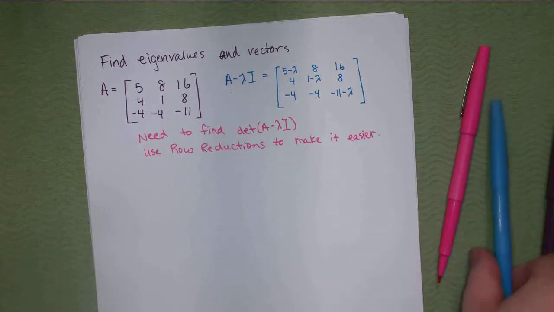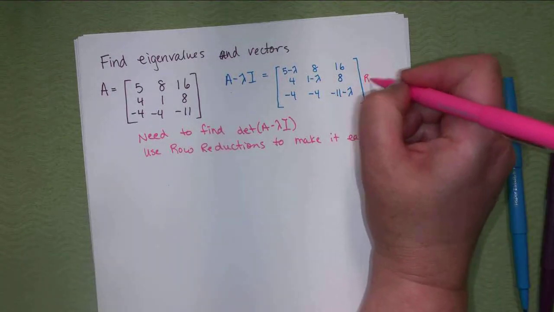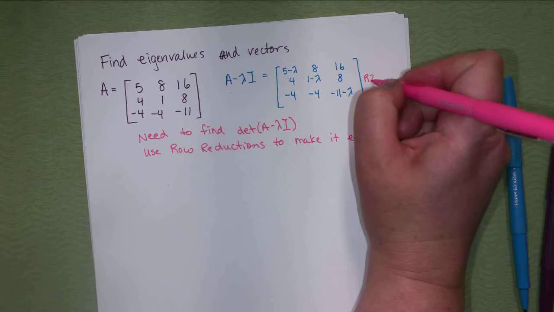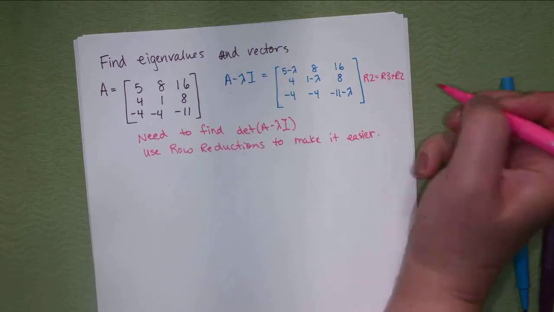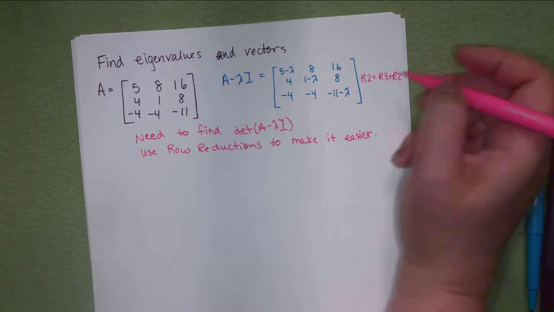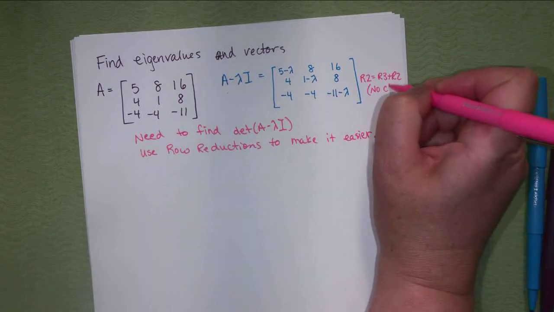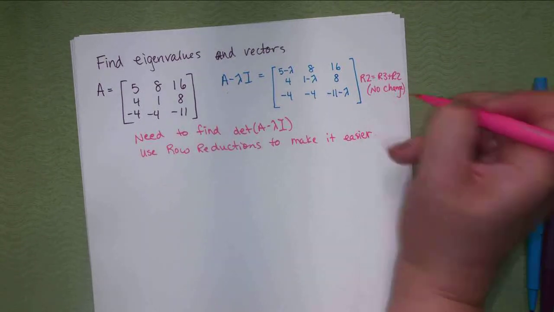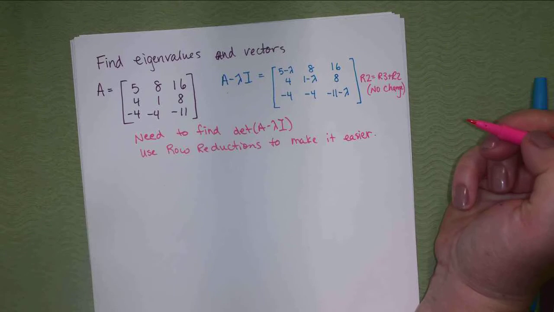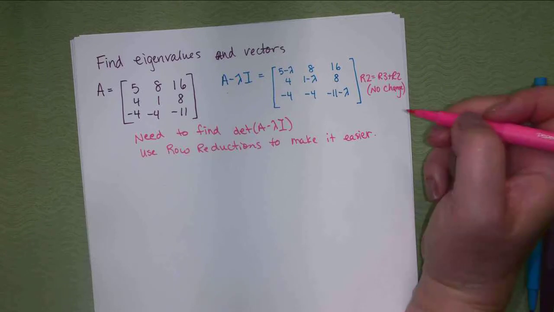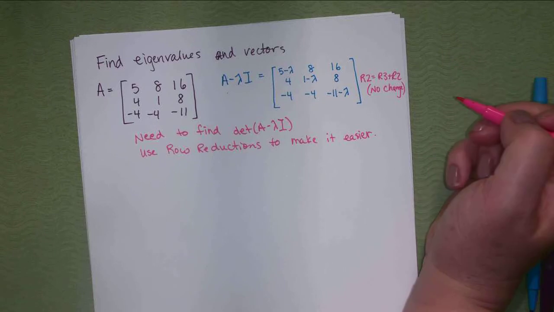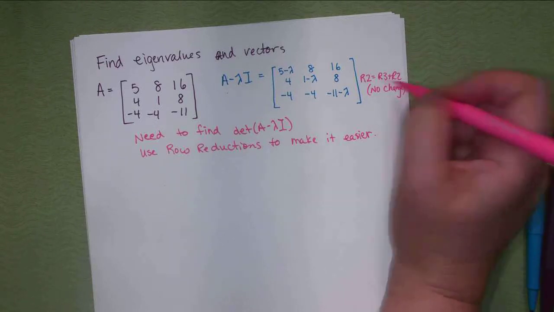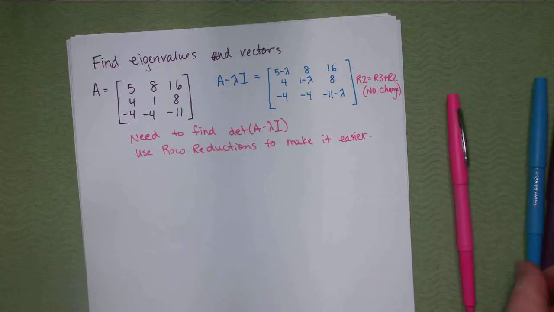So let's do row 2 is row 3 plus row 2. That has no effect. So this has no change. What does have a change on the determinant? When you multiply or divide a row by a number, or if you switch rows around. Okay? But if we just do these type of row operations, the determinant stays the same.